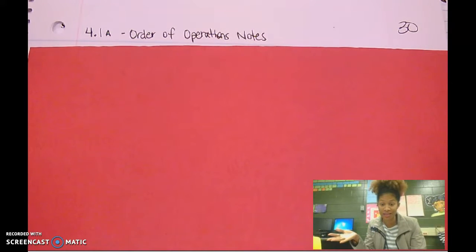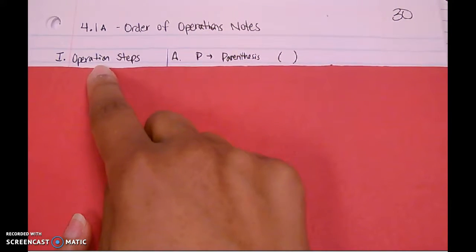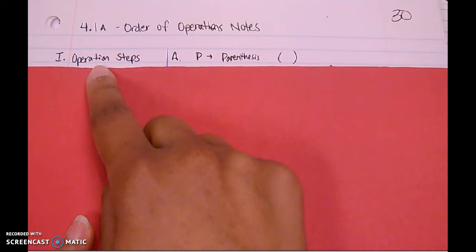We're going to be switching gears and we'll go back to geometry, but now I want to talk about order of operations. I know this is a skill that you probably touched on in 6th grade, so we're just going to speed through this relatively quickly. Okay, go ahead and get your ISN out, set it up Cornell note style, and let's get started. So once you set your notebook up, for Roman numeral 1, we're going to talk about the operation steps.